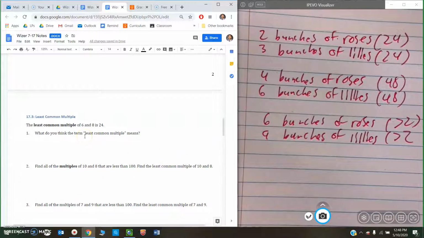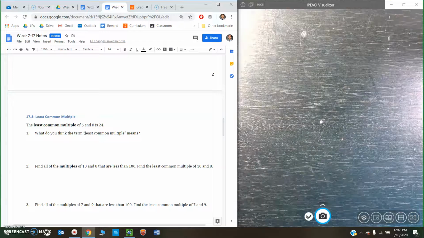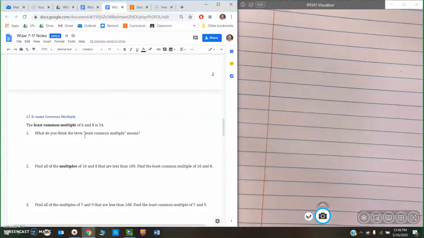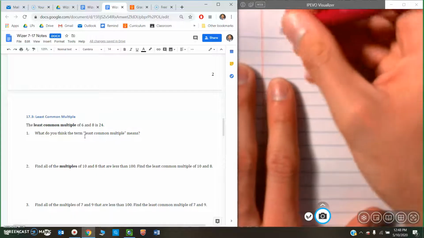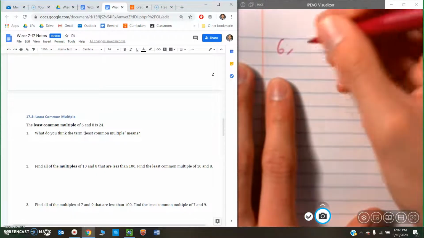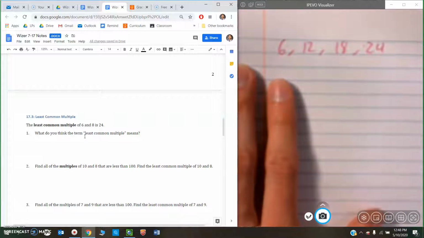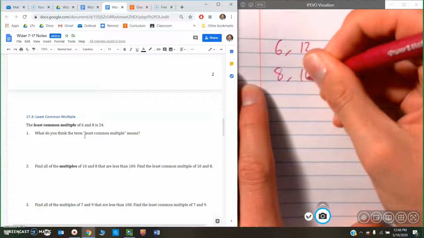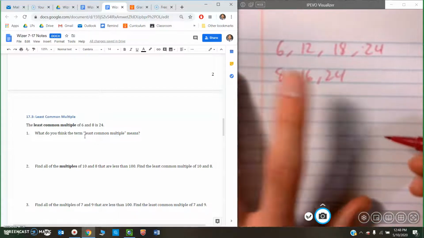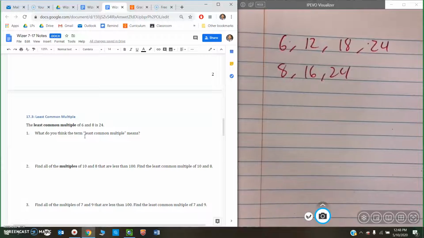Now, the least common multiple of 6 and 8 is 24. What do you think the term least common multiple means? So once again, let's find the different multiples of 6. 6 times 1 is 6. 6 times 2 is 12, 18, and 24. And then let's talk about 8, 16, 24. 8 times 1, 8 times 2, 8 times 3. And it says the least common multiple is 24. So why don't you try and write your best definition?